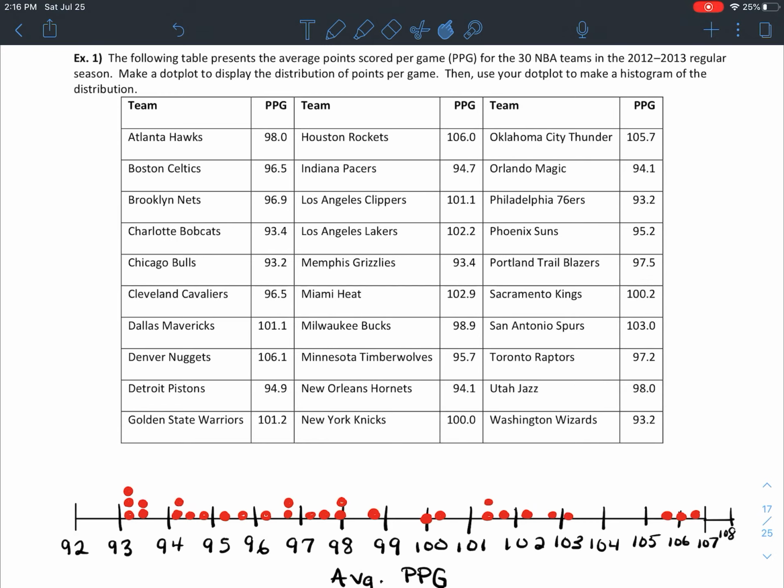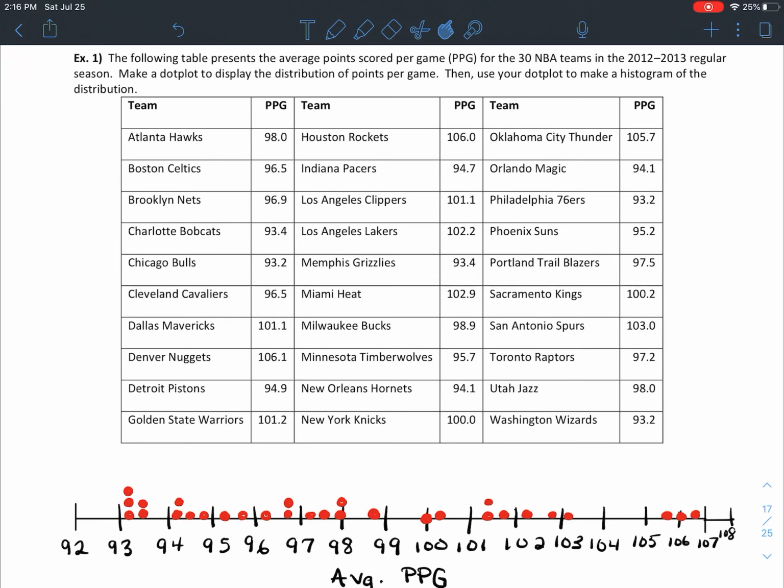So I went ahead and made the dot plot there just to save a little bit of time. I don't know how we would describe this, maybe as somewhat uniform, maybe a very slight mild right skew, I guess, but it's spread out quite a bit, these points per game, okay?